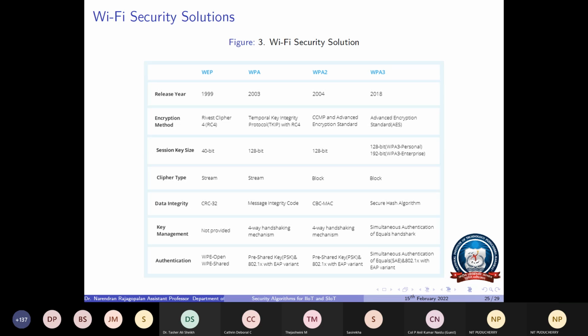The security was also enhanced because the session key size was increased to 128 bits. The cipher type was still stream based. A message integrity code was used for checking data integrity. Key management was provided with a 4-way handshaking mechanism. For a specific session, a key was exchanged, and that was used for encryption and decryption.